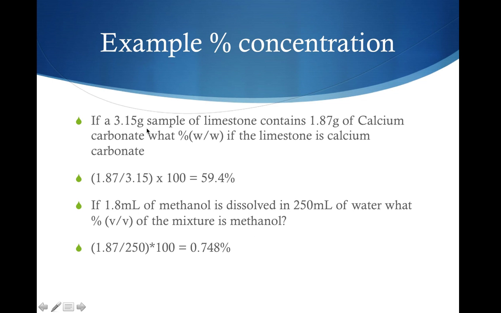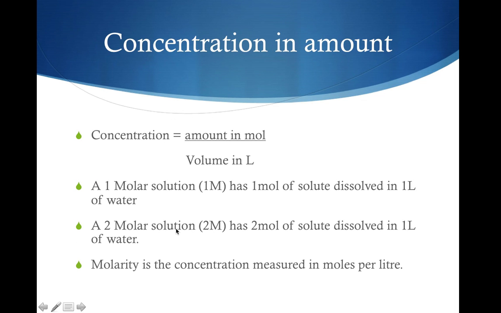So for example, if you've got 3.15 grams of limestone, and we know that it has a mass of 1.87 grams of calcium carbonate in there, for the percentage weight by weight, you would do 1.87 divided by the total mass of the substance, and that will give you a percentage of 59.4%. For a volume by volume one, you take the volume of your methanol divided by the total volume of the solution, and that is going to give you the percentage volume by volume. Always remember to times by 100 when you're getting to the end there.